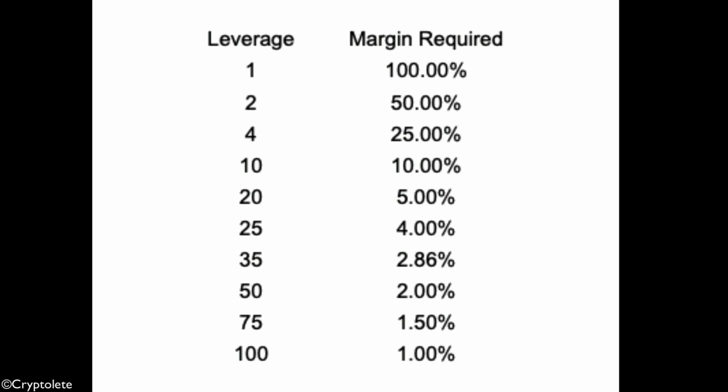If you put on a trade using 10x leverage, then if that trade goes against you by just 10%, you will lose your entire account. If you use 20x leverage, then the trade only needs to move 5% away from your entry in order for you to lose your entire account. This is why leverage is so dangerous.